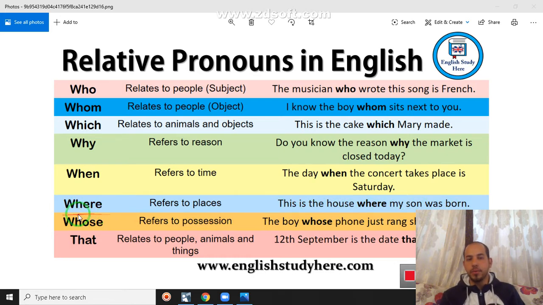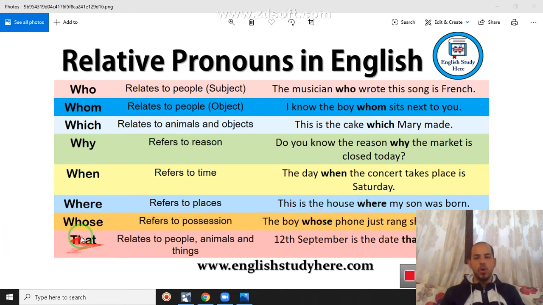Okay, the relative pronoun where refers to places. For example, this is the house, so I'm talking about the house, and the house is a place where my son was born. Where my son was born. So I'm talking about the house, and now I am describing the house. I'm telling that in this house my son was born. So I use where to link and join those two sentences together: this is the house, my son was born. And I'm describing the house.